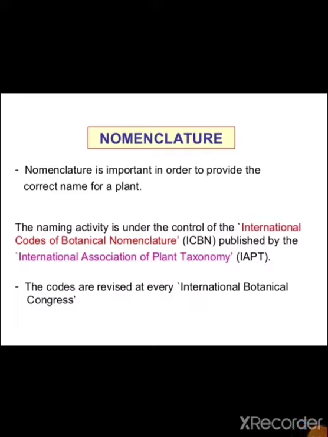Nomenclature is important in order to provide the correct name for a plant. The naming activity is under the control of the International Code of Botanical Nomenclature, short ICBN, published by the International Association for Plant Taxonomy, IAPT. The code is revised at every International Botanical Congress, IBC.